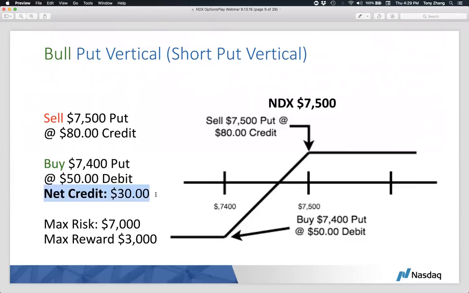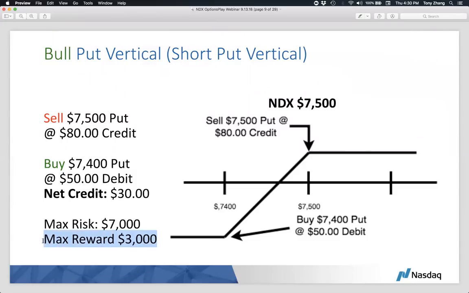As you can see, I've sold the 7,500 and I bought the 7,400, so the width between those two strikes is $100. What that means is that my max risk on this particular trade is $7,000, because the max reward, or the premium that I've collected, is $3,000 on this trade.